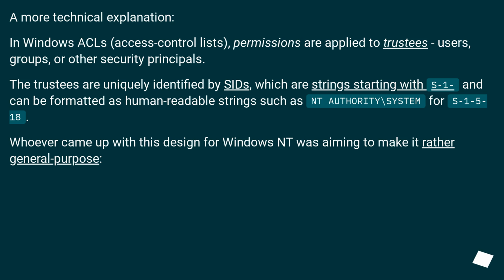A more technical explanation. In Windows access control lists, permissions are applied to trustees: users, groups, or other security principals. The trustees are uniquely identified by SIDs, which are strings starting with S-1 and can be formatted as human-readable strings such as NT authority / system for S-1-5-18. Whoever came up with this design for Windows NT was aiming to make it rather general purpose.